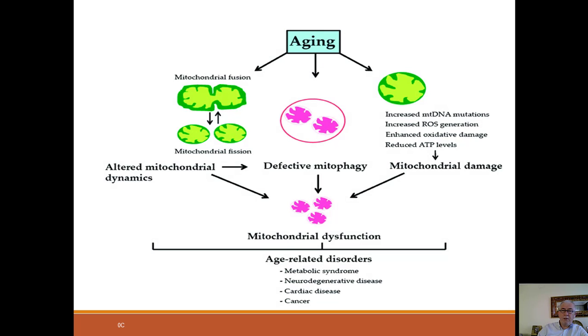And another important thing, aging. We know very well increased mitochondrial DNA mutation, also increased free radical generation in mitochondria, and enhanced oxidative damage, also reduced ATP levels and synthesis, and all of them result in mitochondrial damage and dysfunction. All of these problems can result in aging, and we know very well. Also, we have a lot of publications on aging and mitochondria.